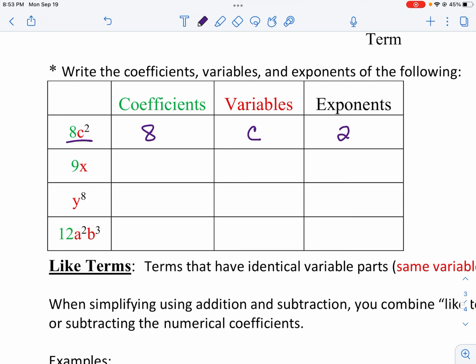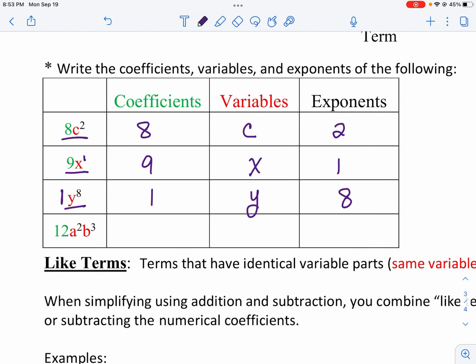The next coefficient I see is 9 in this next term here. The variable is x, and if we don't see an exponent, we can assume it's a 1. The next one, with y to the power of 8, there's no coefficient written in front, so we can assume that's a 1. The variable is y, and the power is 8. So I can only combine that with other terms that have a y to the 8th power.